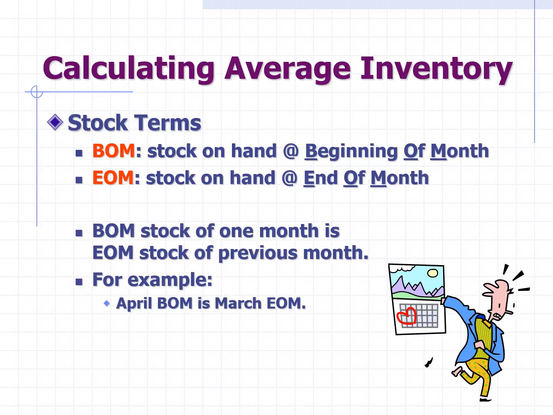A very intuitive but very important fact about BOM and EOM is that the BOM stock of one month is the same as the EOM stock of the previous month, right? So for example, April BOM, which is the stock on hand on April 1st, will be the same as the March EOM, which is the stock level at the end of March 31st. So the amount of stock you have when you close the store on March 31st will be the same amount of stock that you start with in the morning of April 1st. Right? It's a very intuitive, very easy concept, but it's very important, especially when it comes to the calculation of average inventory.